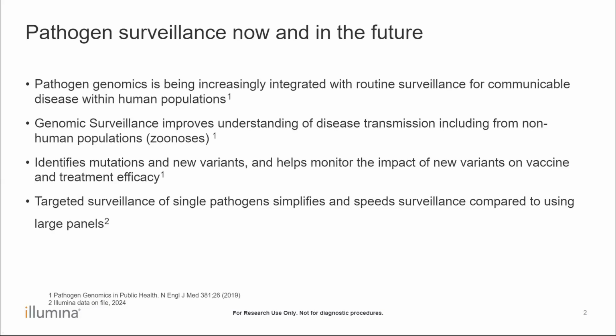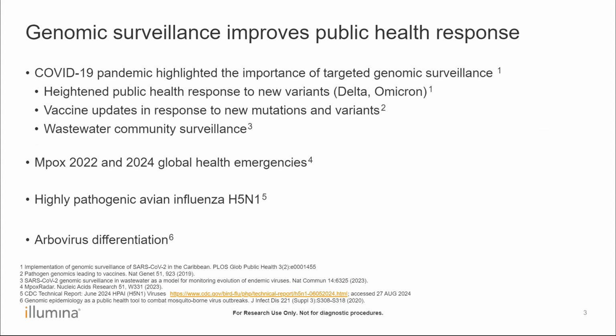Pathogen surveillance and pathogen genomics is being increasingly integrated with routine surveillance for communicable disease within human populations. Genomic surveillance improves the understanding of disease transmission, especially from non-human populations like zoonoses. It can help identify mutations and new variants, and surveillance can also help monitor the impact of new variants on vaccines and treatment efficacy. And we found that targeted surveillance of single pathogens really simplifies and speeds surveillance compared to using large panels. And this all helps improve public health response.